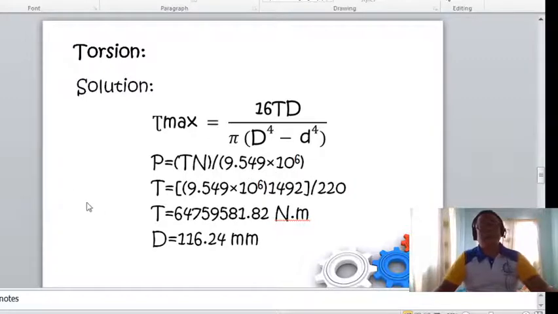And then, getting now the torque in terms of Newton meters. So, that is 4,759,581.82 Newton meters. Okay? So, getting now the diameter, that is equivalent to 116.24 millimeters. Okay?